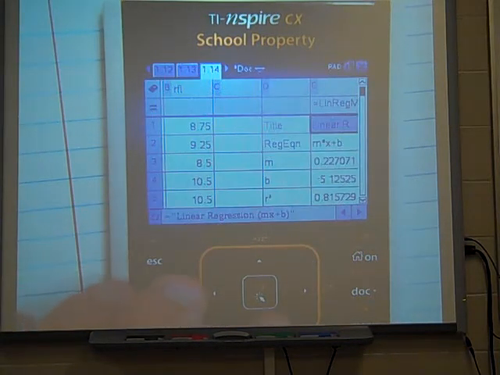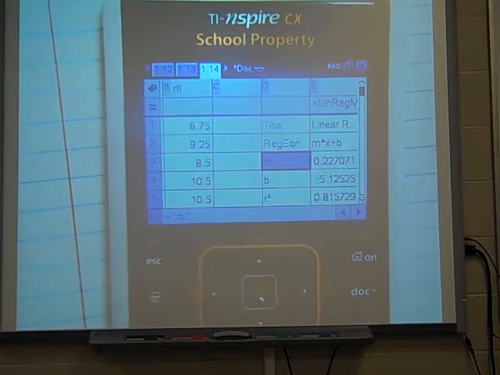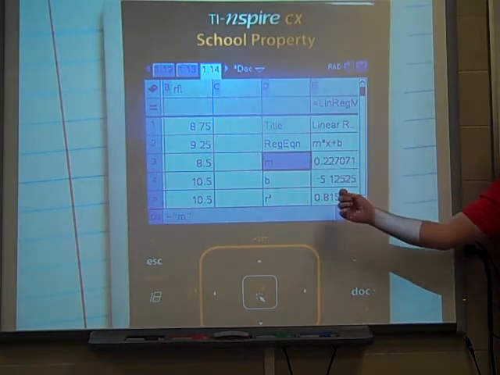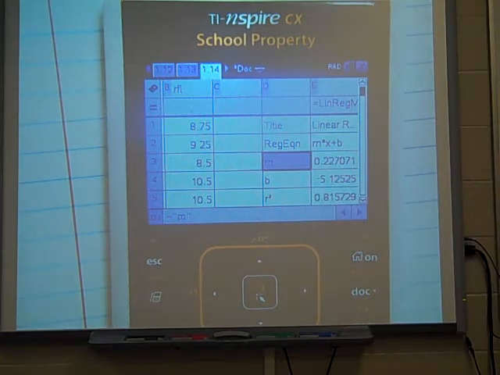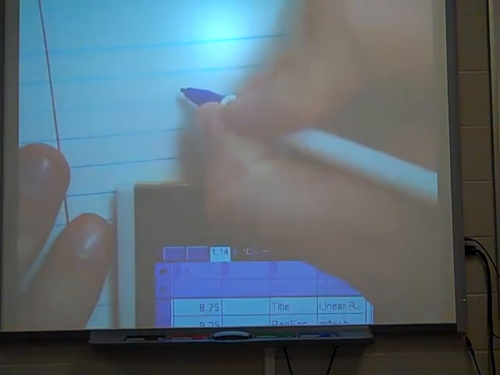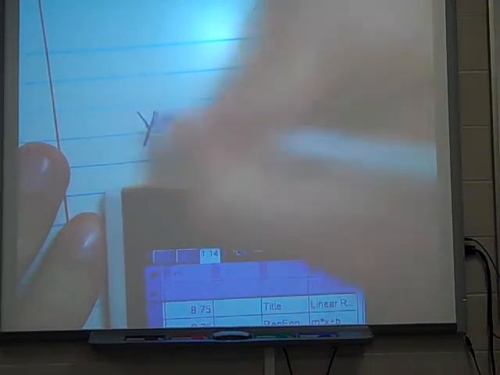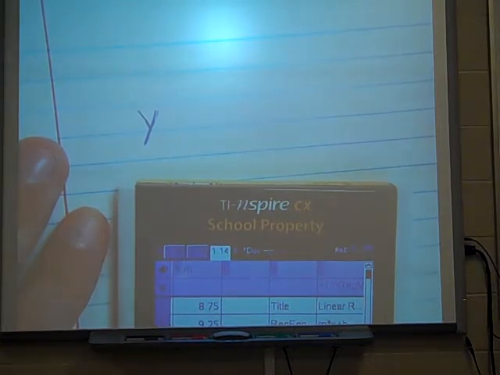And then, our equation's m times x plus b, right? And then it gives us right here, here's m and here's b. So you can see your m, your slope, is 0.227, approximately. I'm going to round that. And then negative 5.125 is your y-intercept. So the equation would just be this. You just get y.